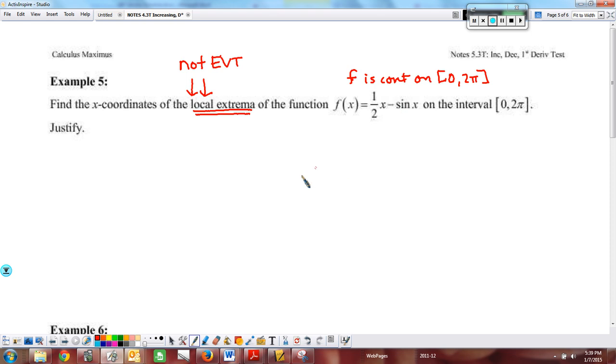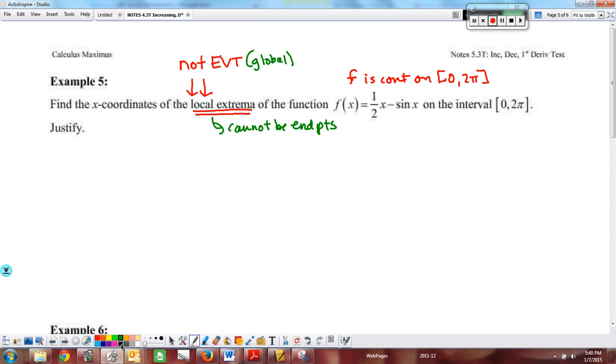And I'm like, no, you're not. EVT is for global extrema. Global. This is not global. We're looking for local extrema. And remember, local extrema cannot be endpoints. So we are not even considering endpoints at all in this. We're looking for values within the interval 0 to 2 pi for which they are local extrema.